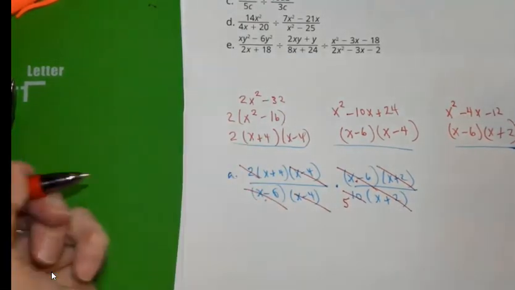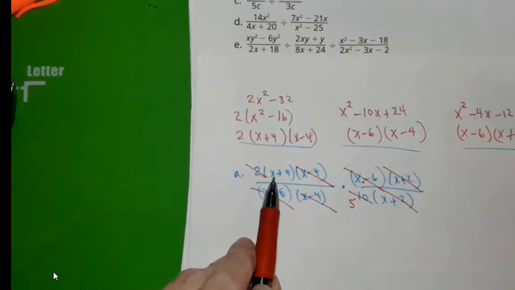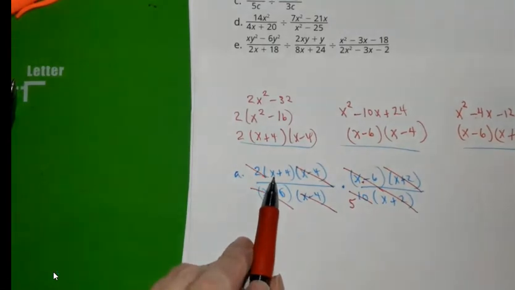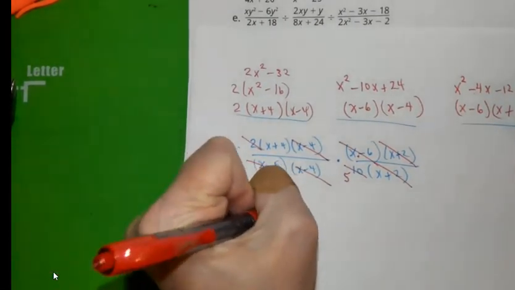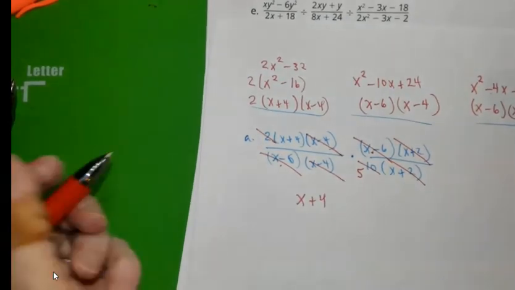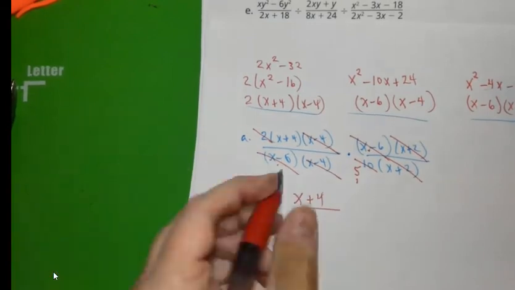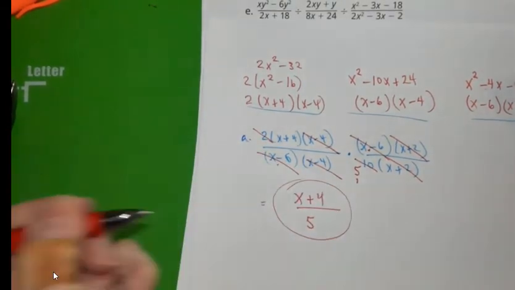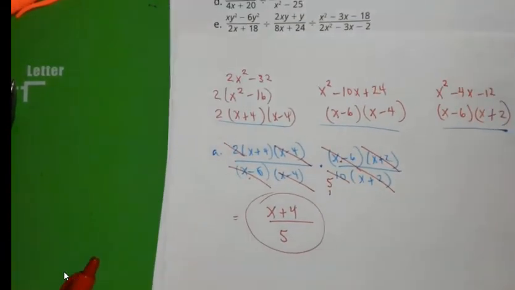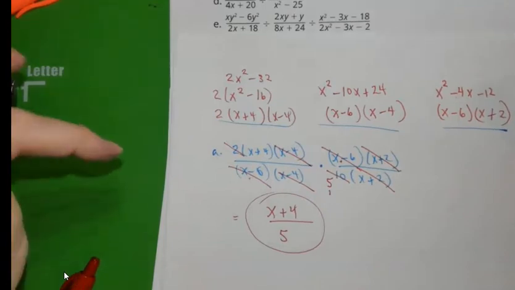So do you see, there's really very little left here. The only thing left in the numerator is the x plus 4. And since that's all that's there, you can remove your parentheses. And then the only thing left in this denominator is this 5. So this is the simplified fraction. It's the simplified rational expression.